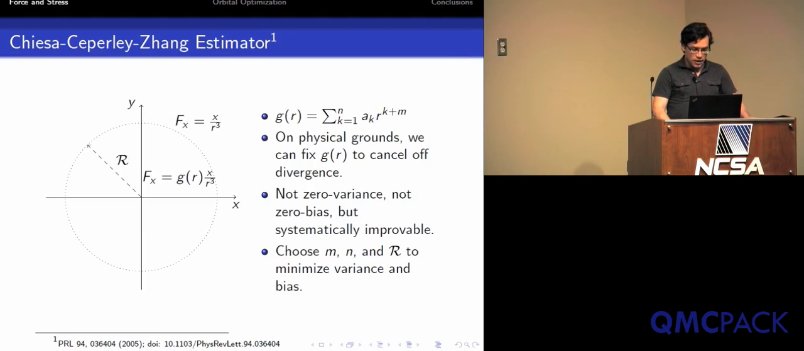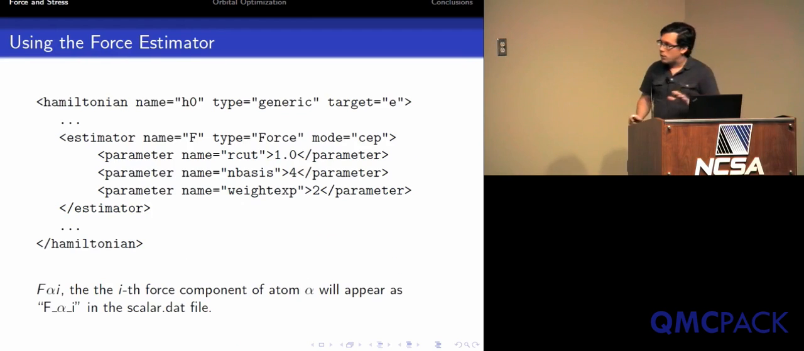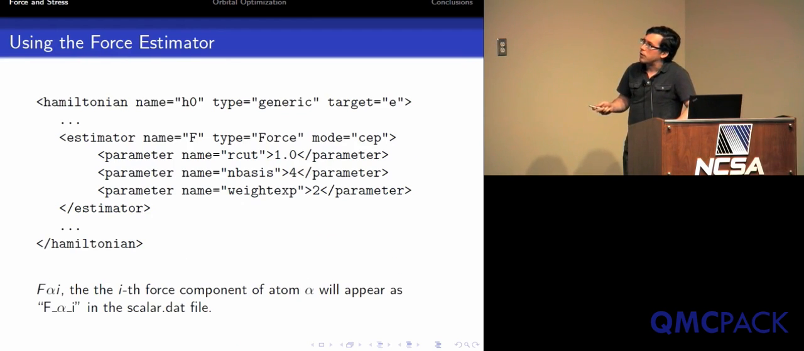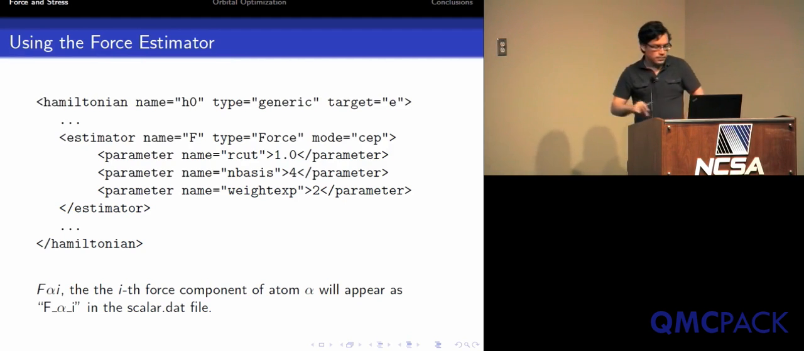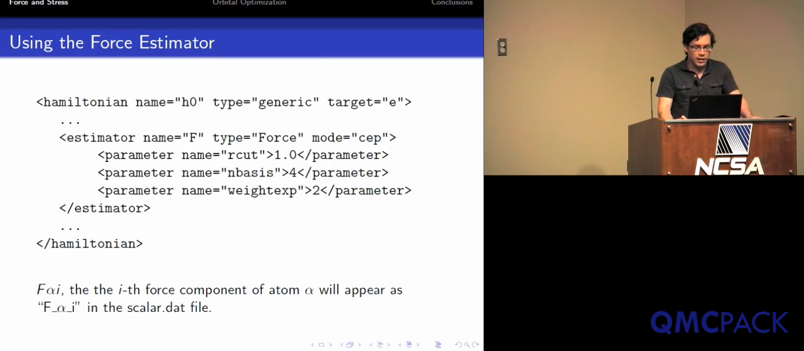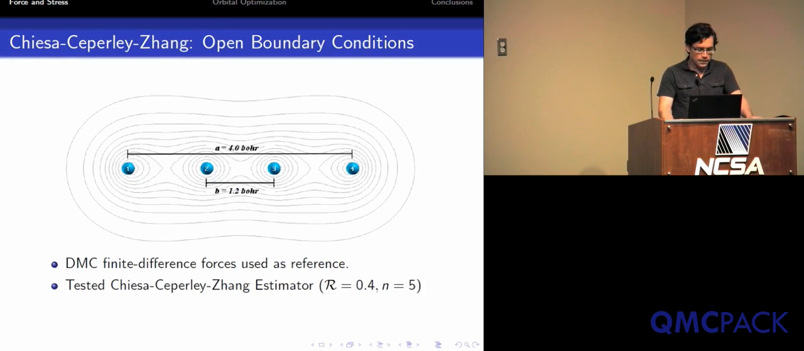So some disadvantages: it's not zero variance like the energy. It's not zero bias, but it is systematically improvable just by increasing the values of these parameters. So you can understand both the systematic and statistical errors. This is currently in the code right now. It's a very easy tag you can put in, where these are all the parameters I talked about. N basis is pretty much the degree of your polynomial, and this weight exponent, just leave it at 2, unless you have compelling reasons to do otherwise. And of course, it'll show up in the scalar.dat file like all your other observables.